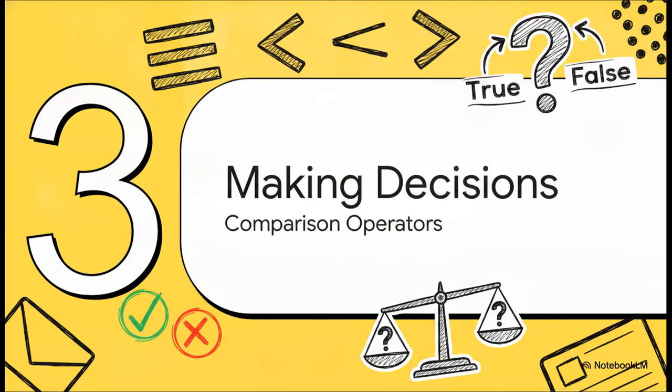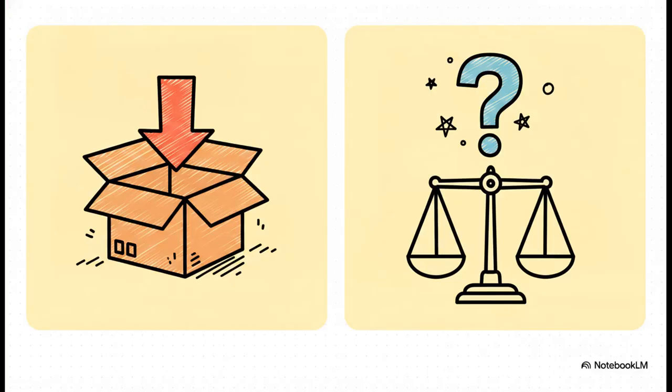Section 3, making decisions, comparison operators. Now this is where we pivot. We aren't just blindly doing math anymore, we're actually asking Python questions. And Python will always answer us with a definitive Boolean value, true or false.